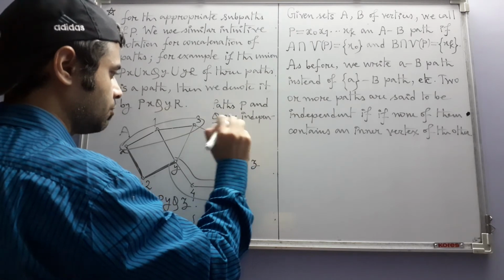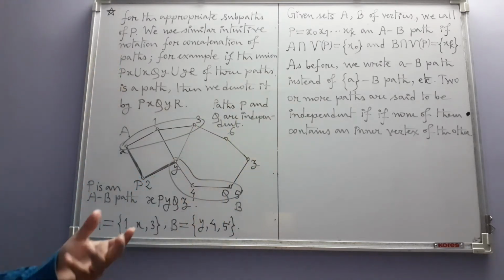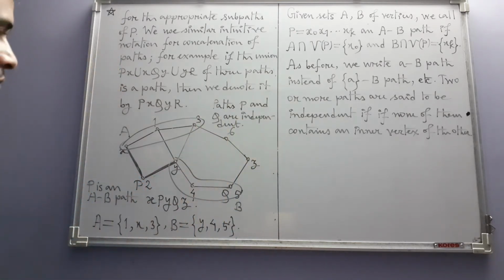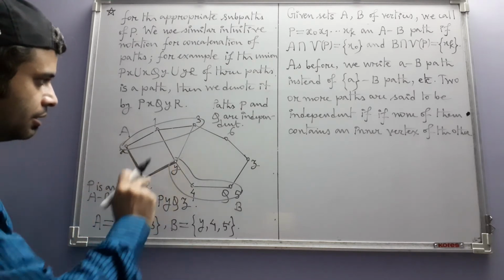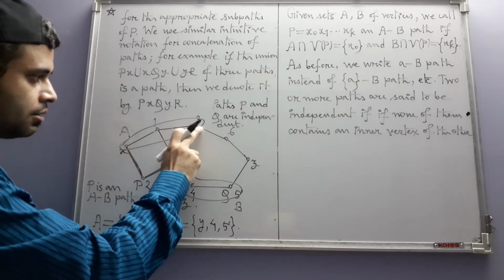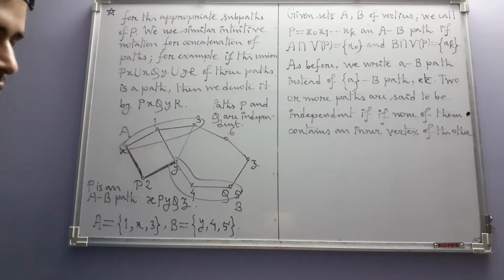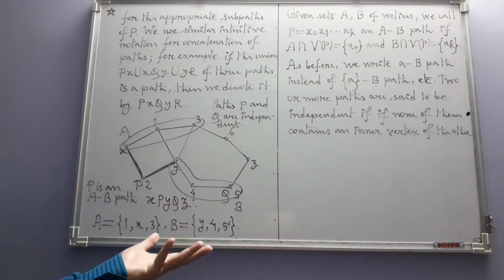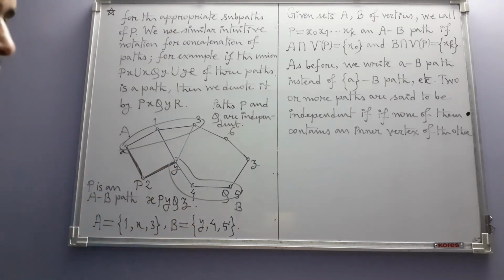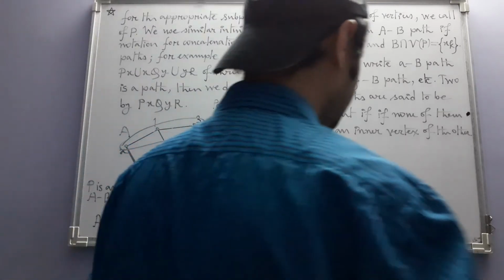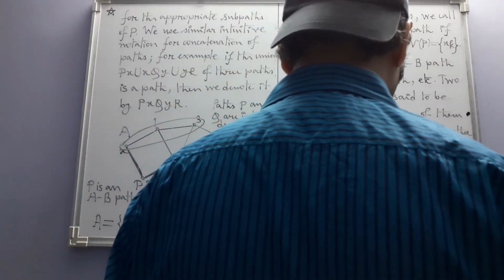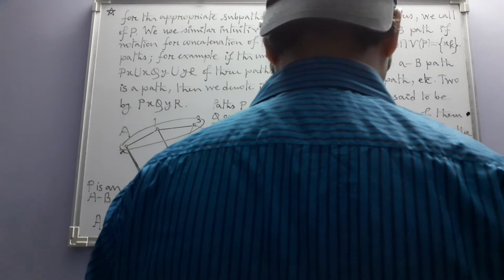Of course, it may happen that the ends also may not be common. For example, if you consider P and the path 3, 6, z, then here no vertex is common. They are also independent. But end vertices can be common, and still we call them independent.